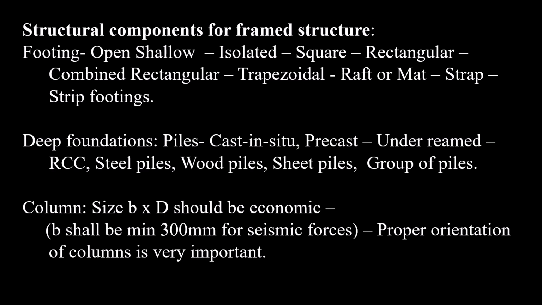Column size, that is B and D, width and depth, should be economic. B shall be minimum 300 mm for seismic forces. Proper orientation of columns is very important from stability, safety and economy point of view.